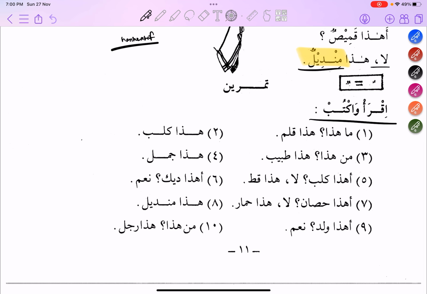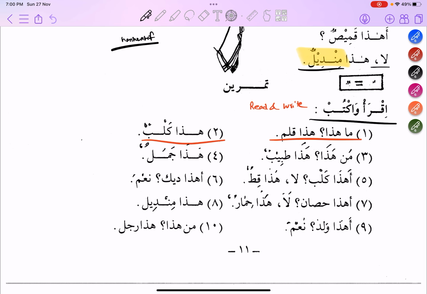اقرأ واكتب, read and write. ما هذا؟ هذا قلم. هذا كلب. من هذا؟ هذا طبيب. هذا جمل. This is a camel. هذا كلب. Is this a dog? لا هذا قط. No, this is a cat. هذا ديك. Is this a rooster? نعم. Yes. هذا حصان. Is this a horse? لا هذا حمار. No, this is a donkey. هذا منديل, this is a handkerchief. أهذا ولد? Is this a boy? نعم, yes. And last one, من هذا, who is this? هذا رجل.